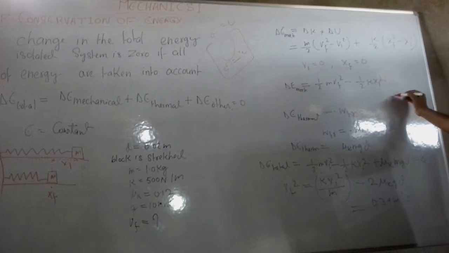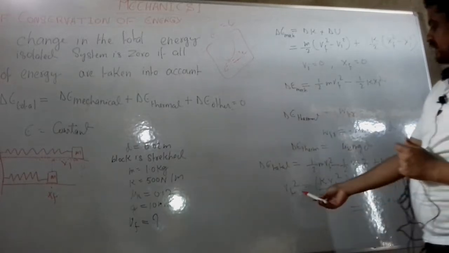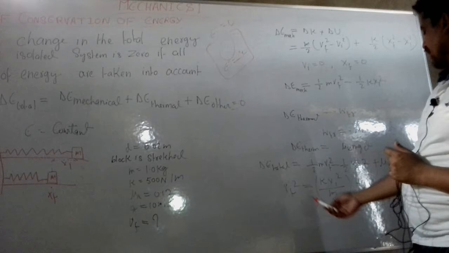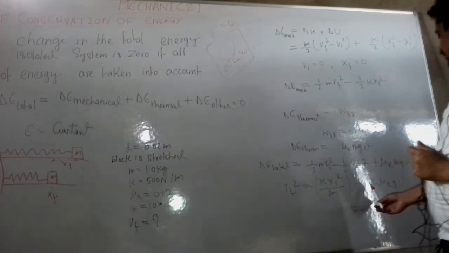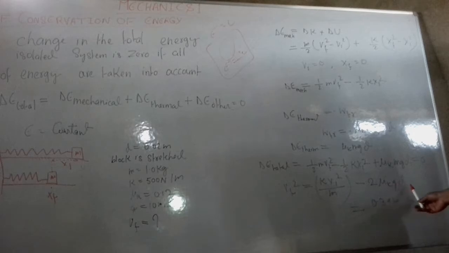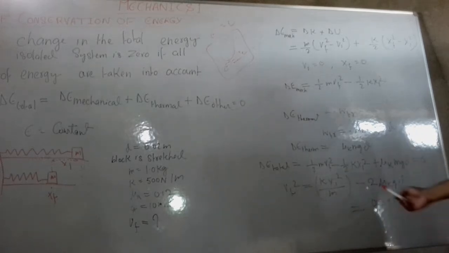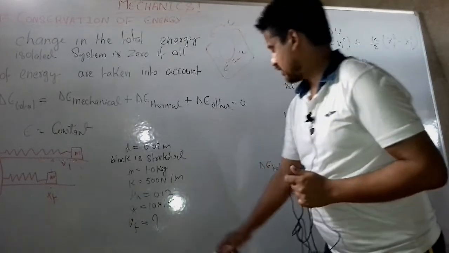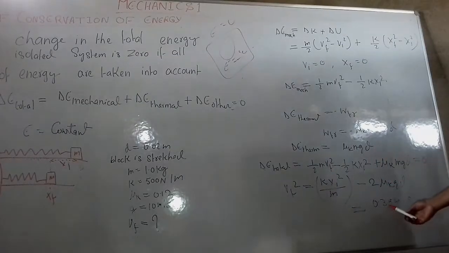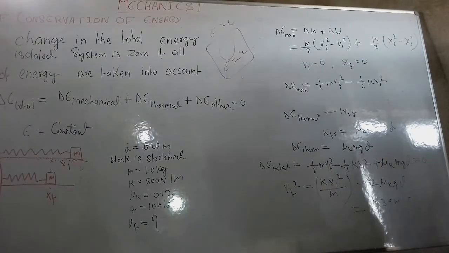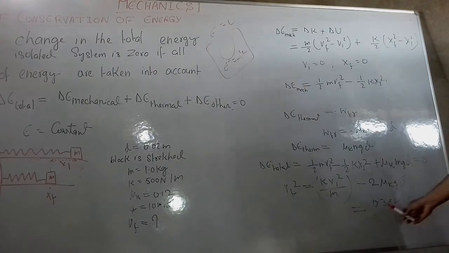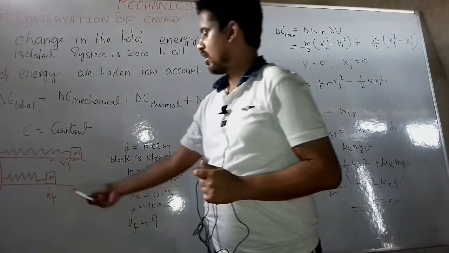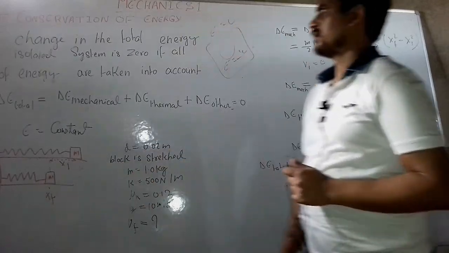The total energy is 0, and finally the final velocity square is equal to k x i square divided by m minus 2 mu k g d. When we substitute all these terms, roughly we will get 0.39 meter per second. So this is the final velocity of this block.